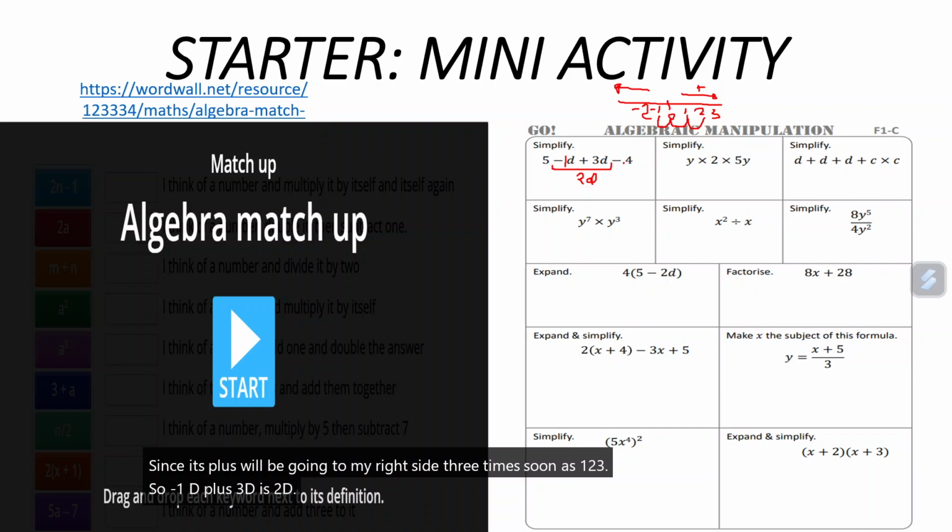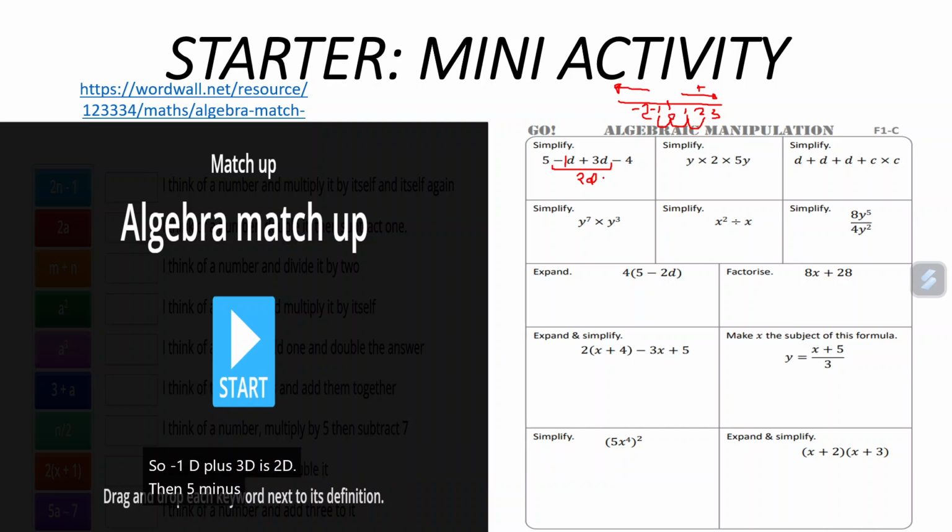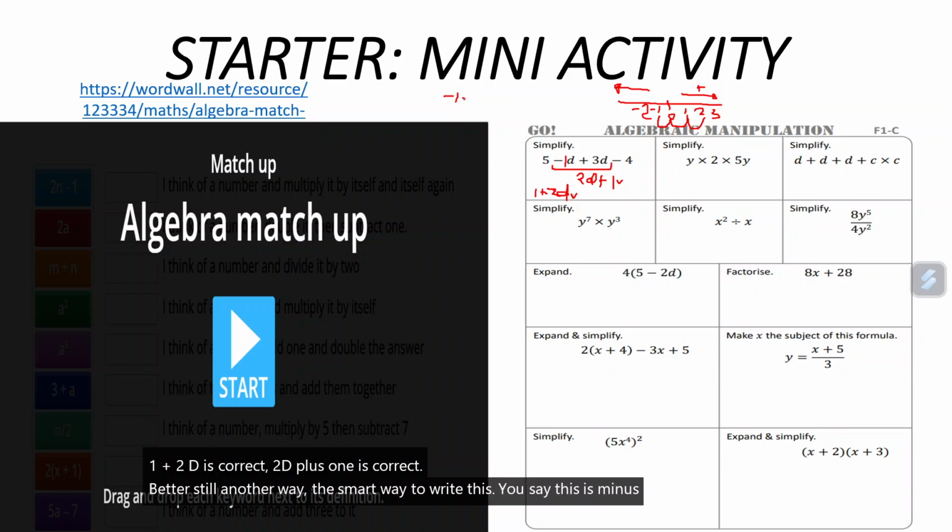Then 5 minus 4 is plus 1. So you either write it this way or 1 plus 2d. They are all correct. 1 plus 2d is correct, 2d plus 1 is correct. Better still, another way, the smart way to write this: you say this is minus 1d plus 3d.